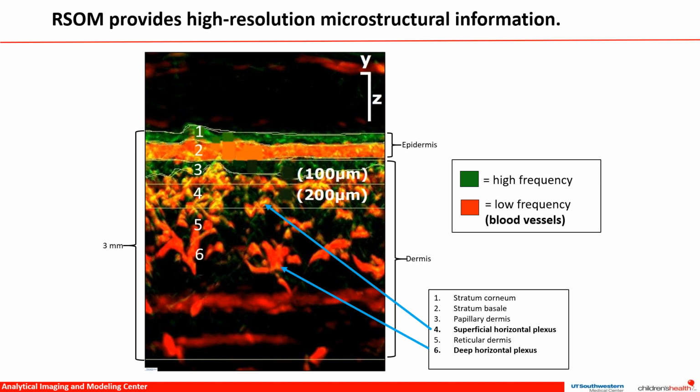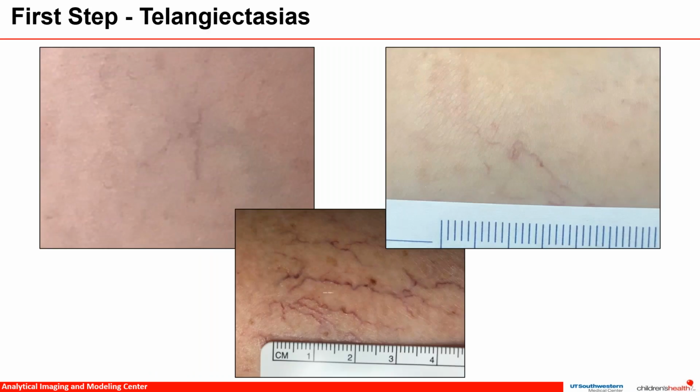The ability to see the microvasculature was of particular importance to us in scanning patients with vascular anomalies. Because this is the first known clinical application of RSOM to study vascular anomalies, we needed to develop a method of analyzing the scans. And for that, we took a first step by studying telangiectasias. These common dilated superficial vessels provide a simple and easily accessible subject of study.